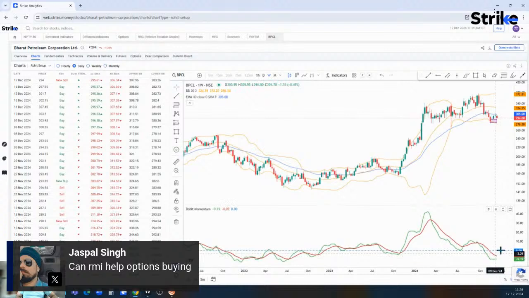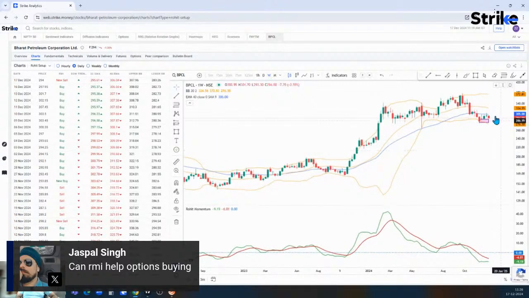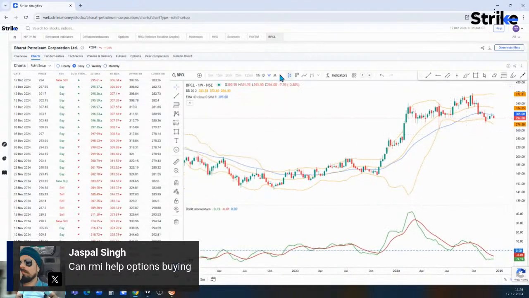So RMI has still not given a buy, and it is hovering just below the 40 EMA on the weekly chart as well. So for an investor, you will have to wait on the weekly chart for prices to cross above the 40 EMA, and RMI momentum to give a buy signal. Then probably you can enter.